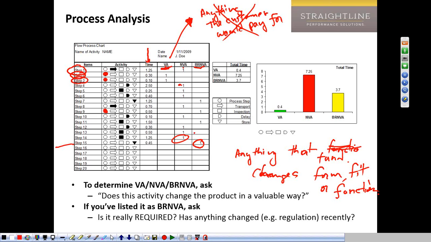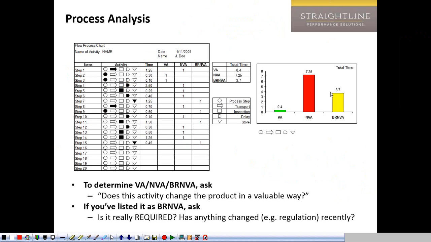We don't need to be doing this. Nobody cares about it. Can we please just stop doing it? Delays, there's no value at all in a delay. That's got to be non-value added for the most part. Okay? Questions on this one? Okay, there are no questions.